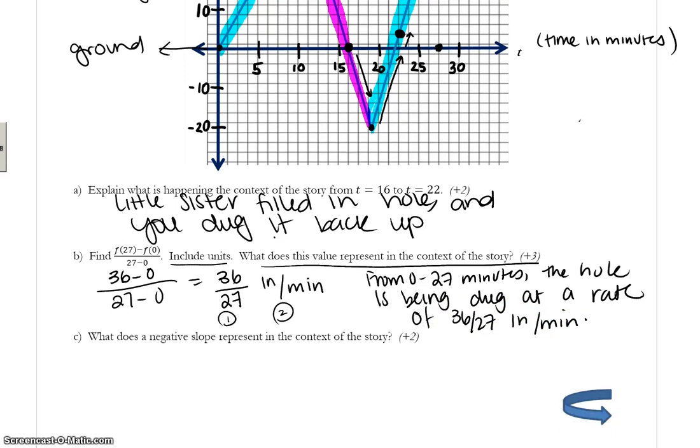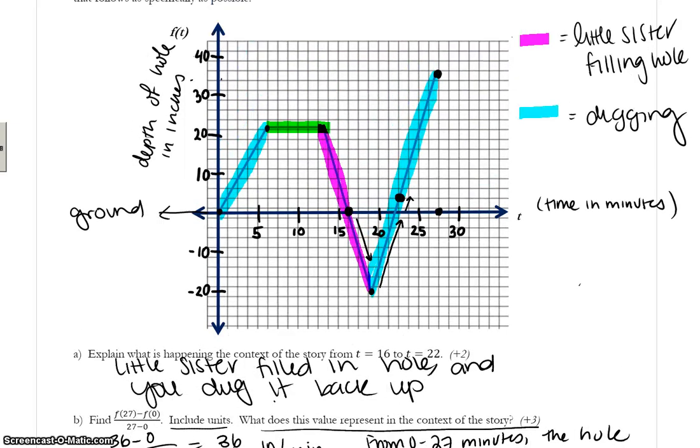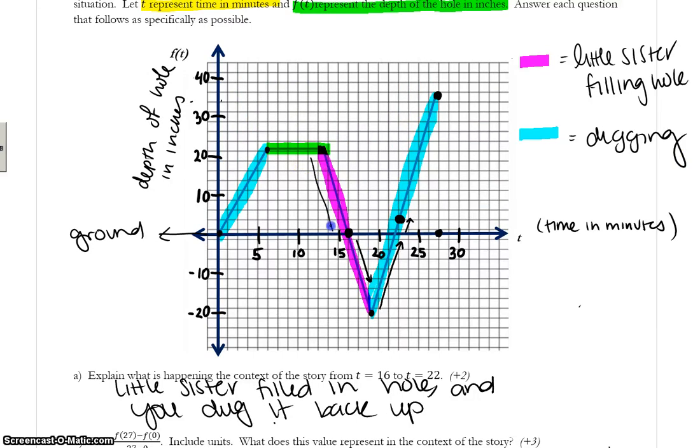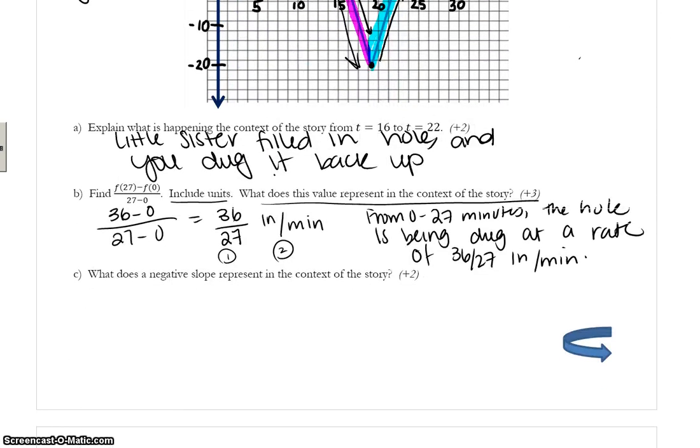Remember, we want to be really precise with our language. It says, what does a negative slope represent in the context of our story? So we said that when it's decreasing, that means our little sister is filling in the hole. So that's what our negative slope is. It's the hole getting filled by the little sister.